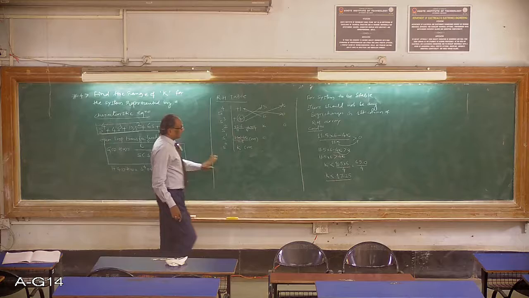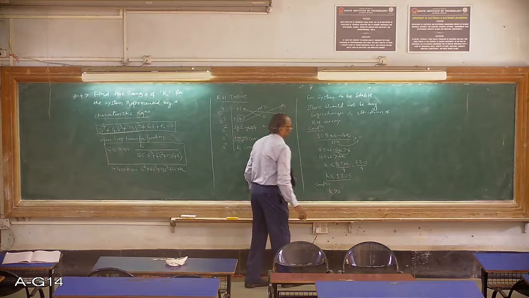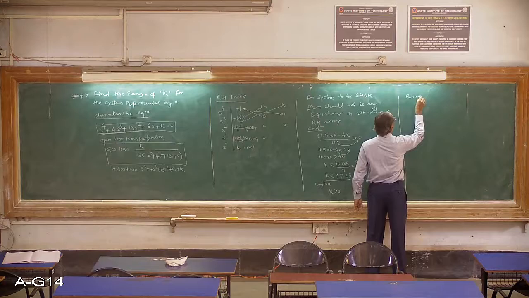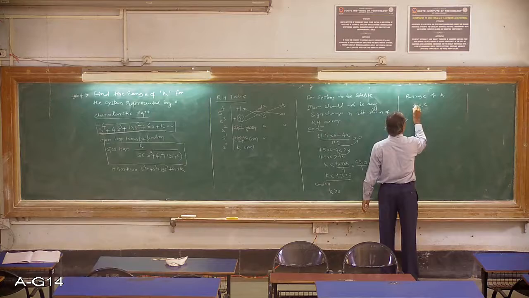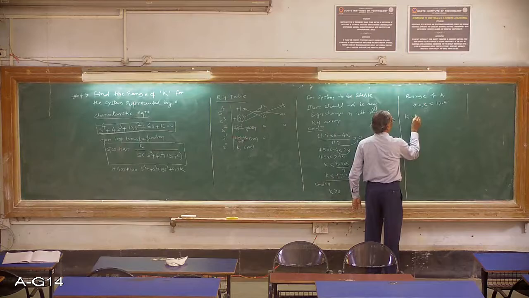Now the second condition. From the last element, K should be positive, so K should be greater than 0. Now, to get the range of K, K should be greater than 0 and K should be less than 17.5. This is the range of K for which the system is stable. Now K equal to K max, the maximum value, 17.5.